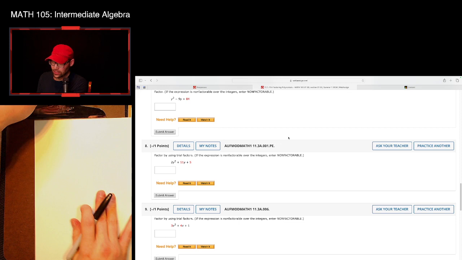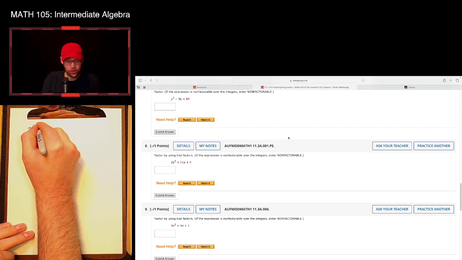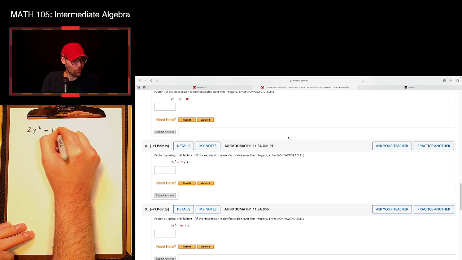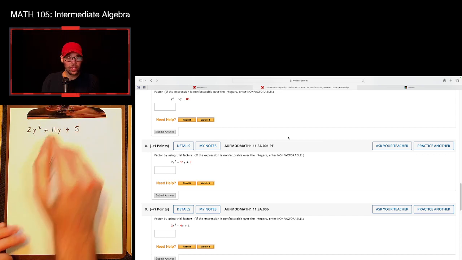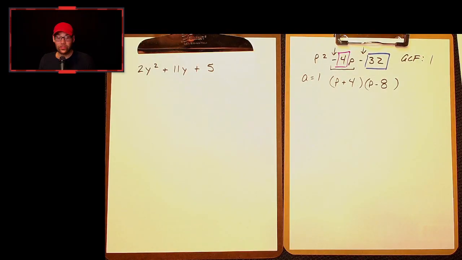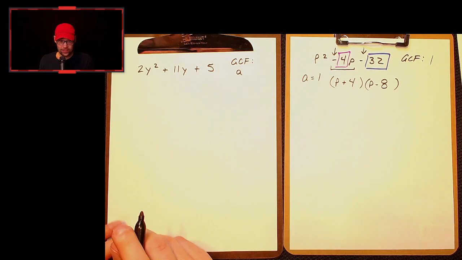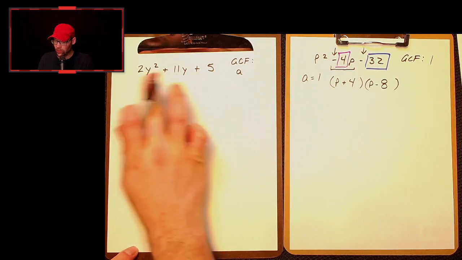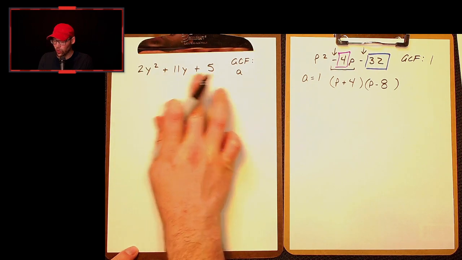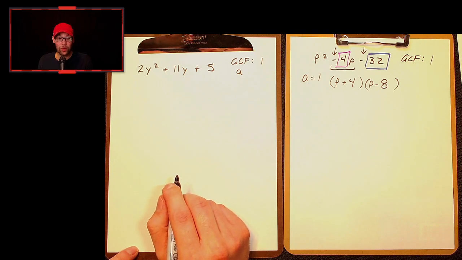So number 8, we are given a new problem. It is 2y squared plus 11y plus 5. And again, what we want to do is factor this completely. So what you should always do, and it doesn't matter what method you are using, is you should always identify your greatest common factor and what A is. So here, my greatest common factor between 2, 11, 5, and then y squared, y, and then no y at all, once again, is a greatest common factor of 1. We cannot pull out anything.